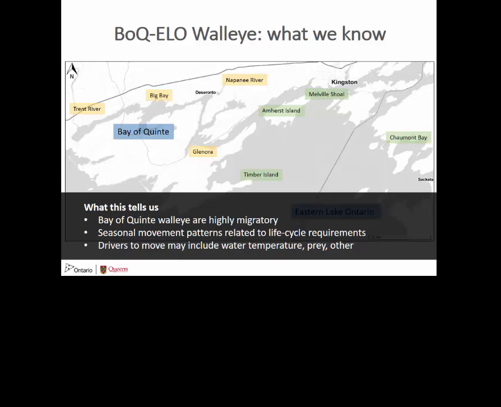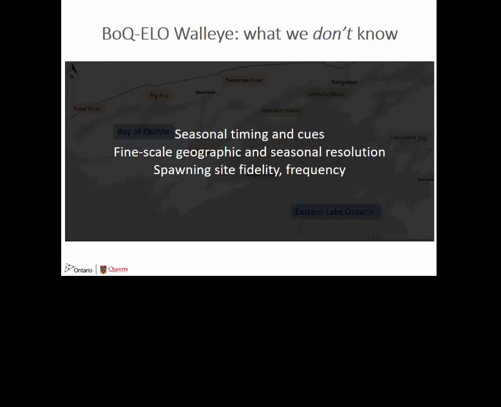So what does this information tell us that we already know? We know that the Bay of Quinte walleye are highly migratory. We know that these seasonal movements and patterns are related to different life cycle requirements, so spawning and foraging. And to that effect, we also know that some of the drivers may include things like water temperature or prey. But as of this time, it hasn't been studied beyond what we do now.